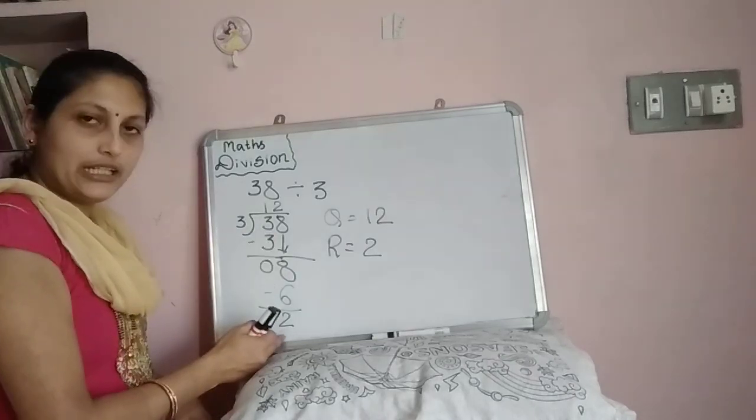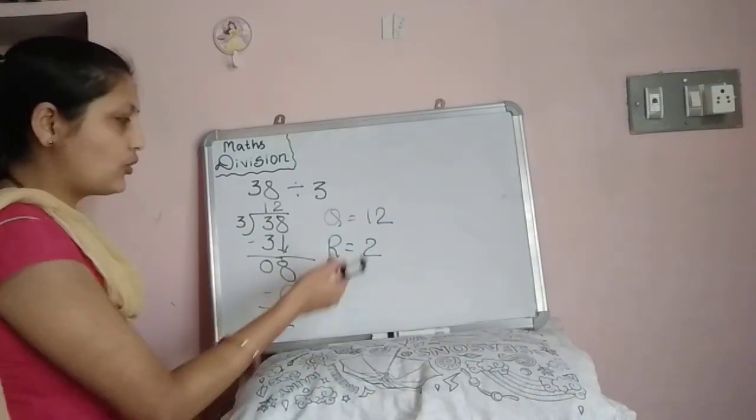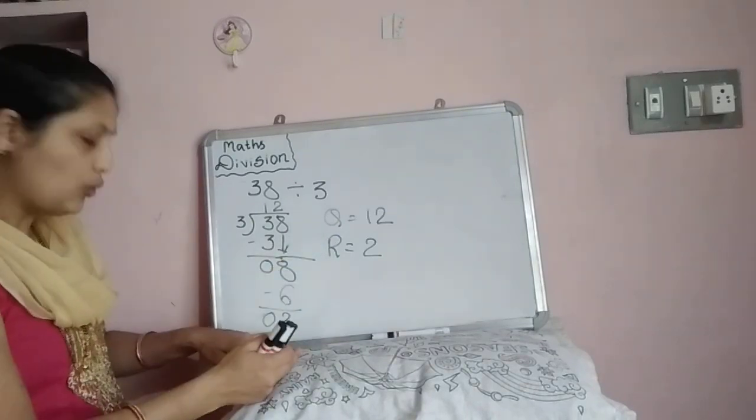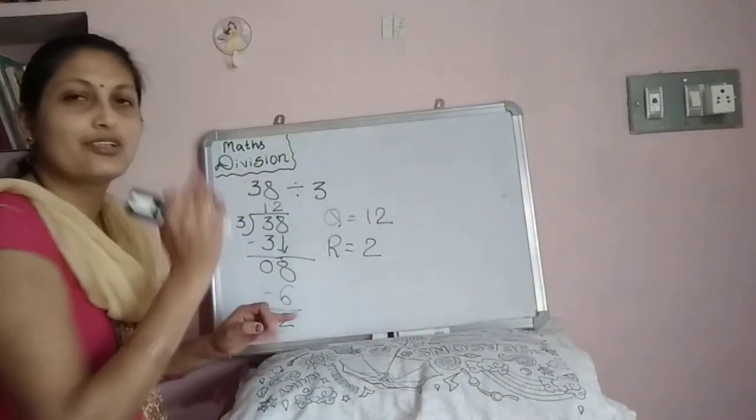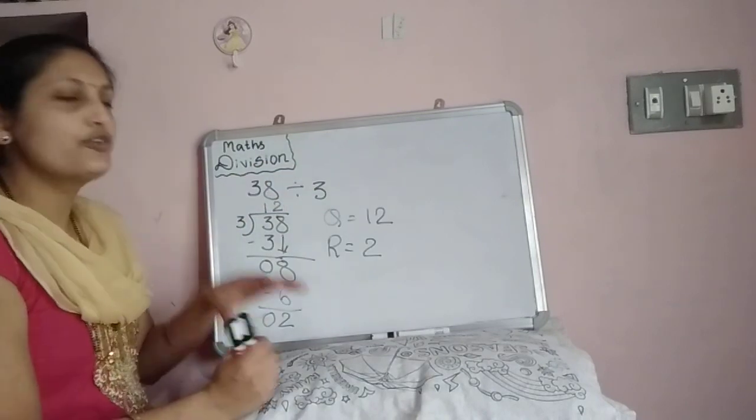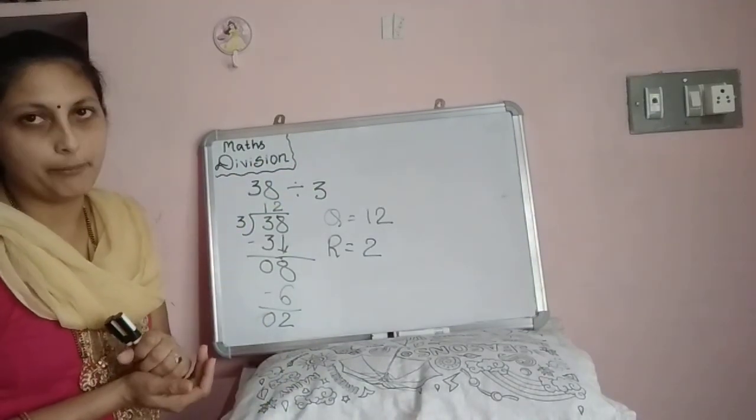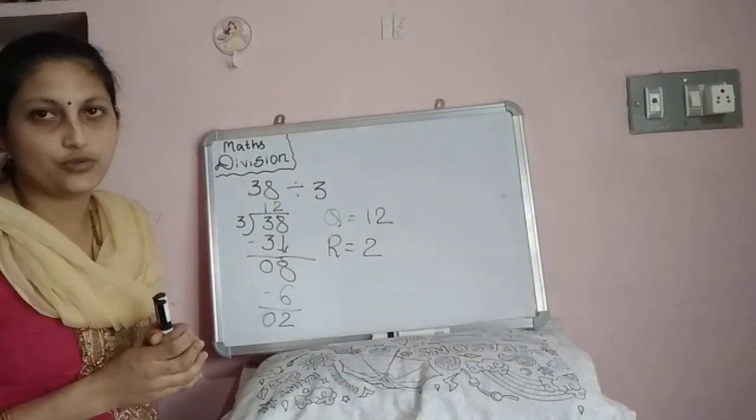Next, after sharing equally, what is left? That is called the remainder. Here 2 objects are left. So the remainder is 2. Got it? So this is how you have to divide the numbers. Clear? I hope you understood now.